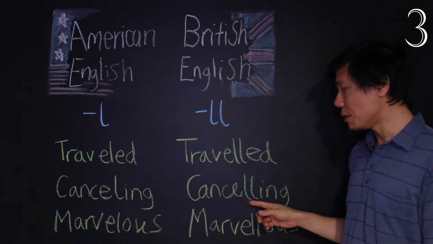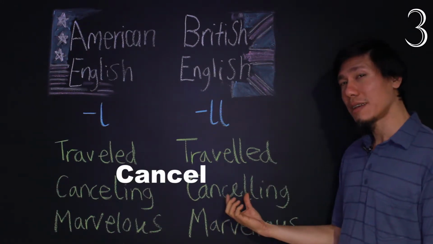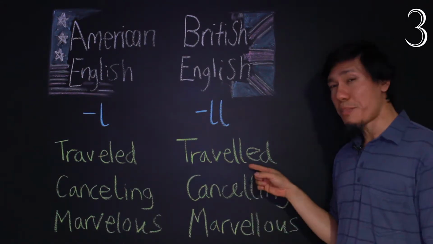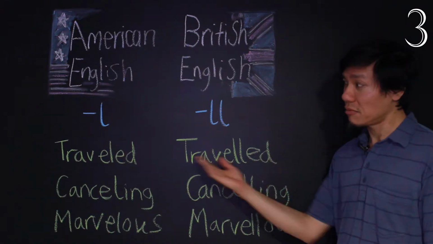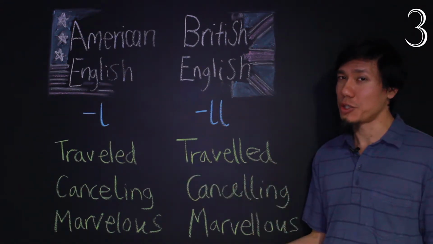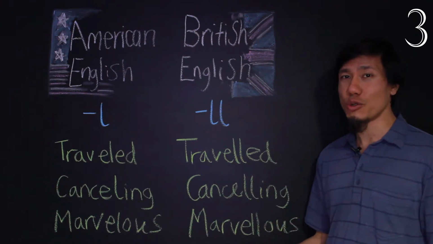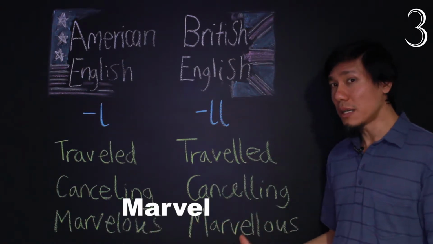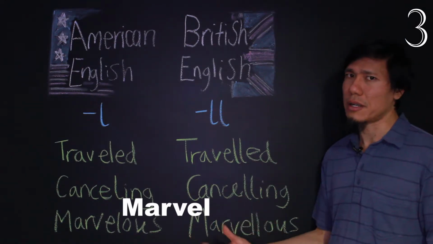Canceling, one L, double L. The word cancel, cancelar. But in the gerund, canceling, in British English, we double the L. So with the past and the gerund, in British English, we always double the L. Unlike in American English, we just use one L. Another example, marvelous, maravilhoso. In British English, double L. In American English, one L. But the word marvel, maravilha, in British English and American English, one L.